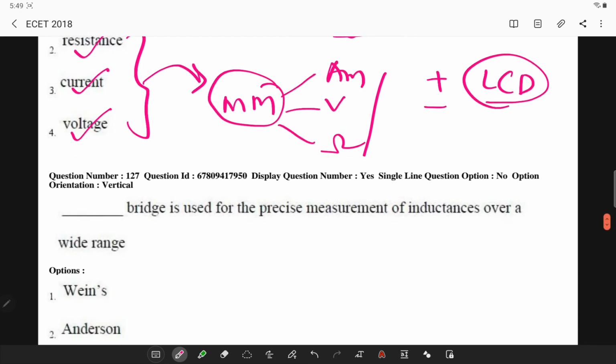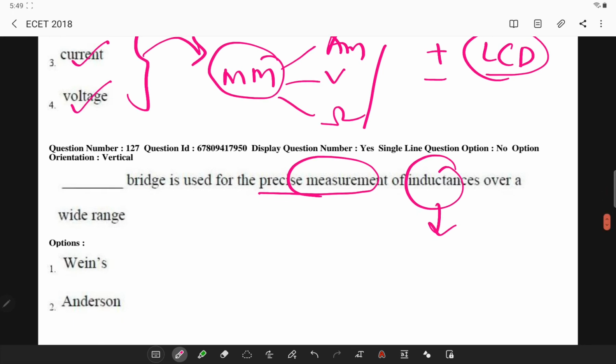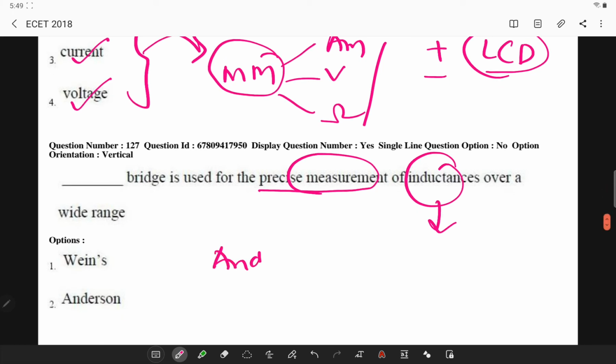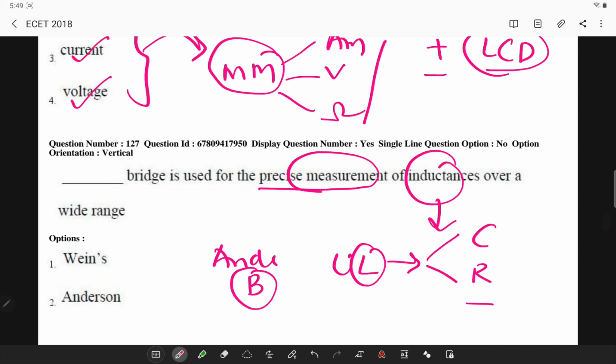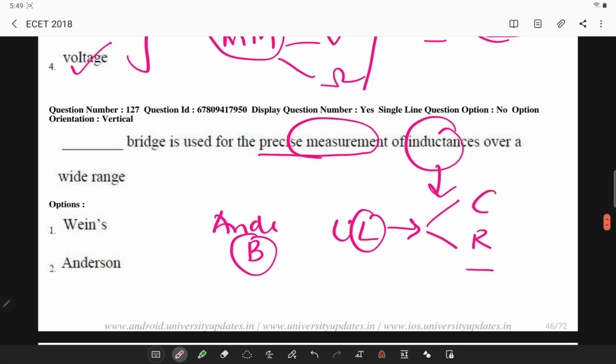Next, which bridge is used for precise measurement of inductance? A very important question. The Anderson bridge is used to measure unknown inductance in terms of capacitance and resistances. Anderson's method is capable of measuring inductance over a wide range of frequencies, from microhenries to several henries.